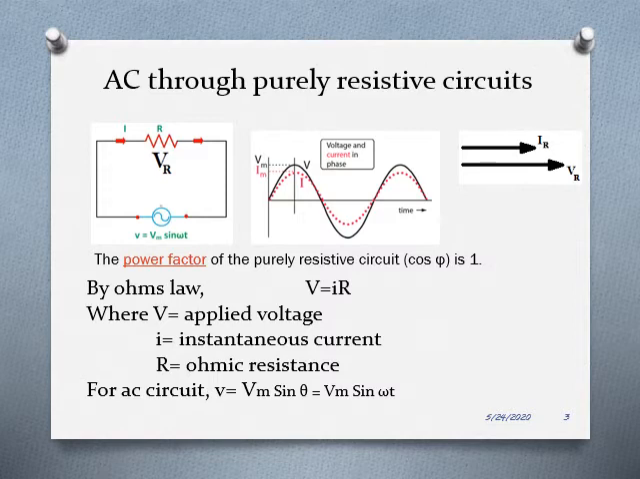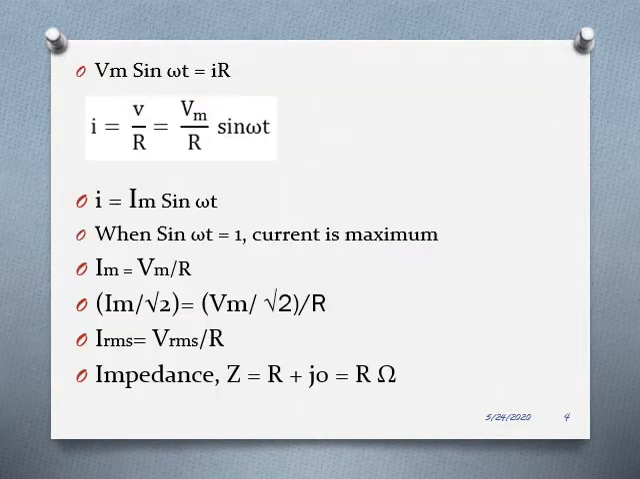Now for an AC circuit, we know that the instantaneous value of the voltage V is equal to Vm sin theta, where theta is omega t. So you may write it as V is equal to Vm sin omega t. Therefore, Vm sin omega t is equal to IR. Now if you bring this resistance R towards the left hand side, you get the current I is equal to V by R, that is Vm sin omega t divided by R.